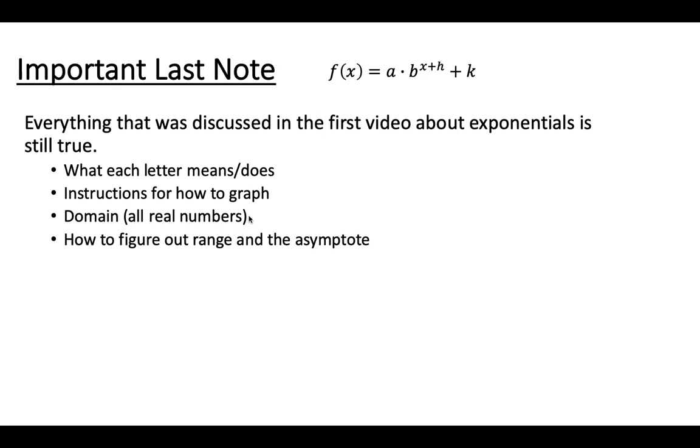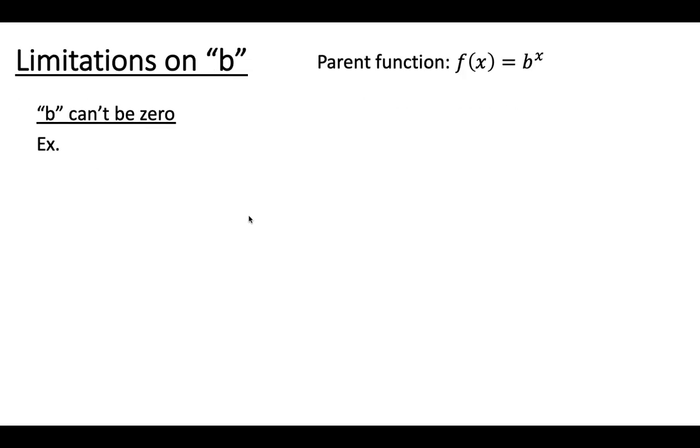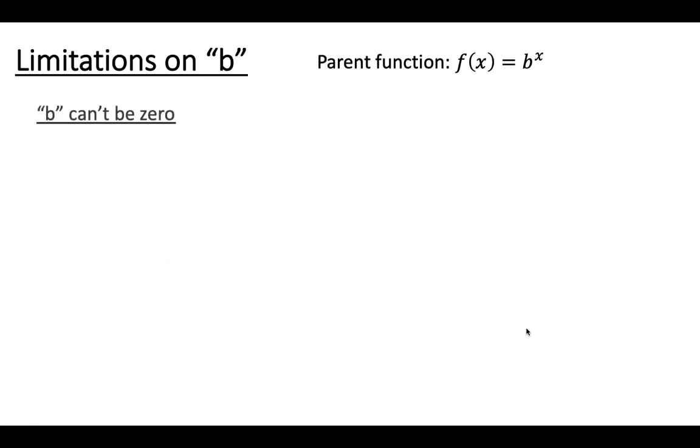Okay. The thing that we're focused on here, the difference is between growth and decay. What we're focused on as far as how they're different is this right here. Growth starts flat and goes up. Decay falls really fast and gets flat at the end. And we're also focused on, for growth, B has to be bigger than 1. And for decay, B has to be between 0 and 1. Okay? So that's the quick summary of everything we just talked about.